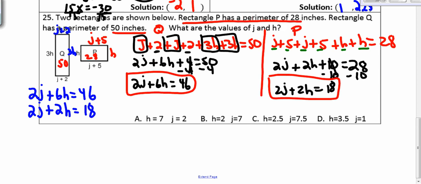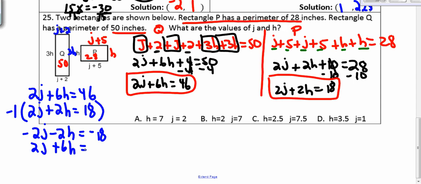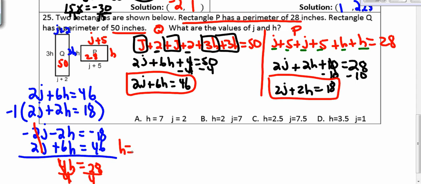And I'm going to multiply by -1 on the bottom. I'm going to get -2j minus 2h equals -18. I'm going to rewrite the top one, 2j plus 6h equals 46. So this cancels. You get 4h equals 28. Divide by 4, divide by 4, and you get h equals 7.